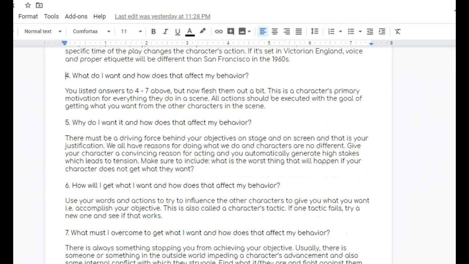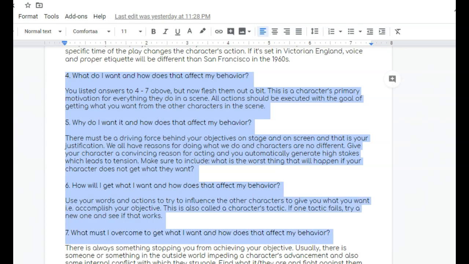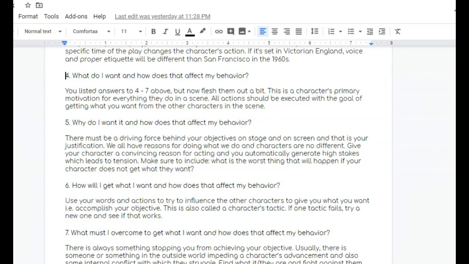So what do I want and how does that affect my behavior? For questions 4 through 7, you've already addressed these briefly above. Now flesh them out a little bit. What do I want and how does that affect my behavior? What's your motivation for doing what you're doing?